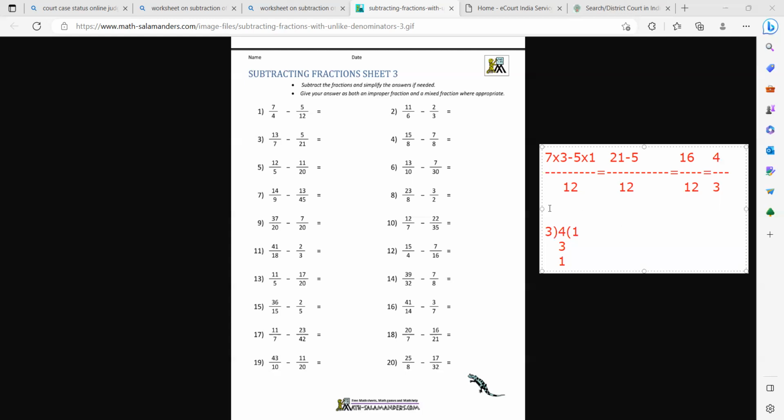If we want to write it, we can write it in this way: 1 whole 1 by 3. This is the correct answer.